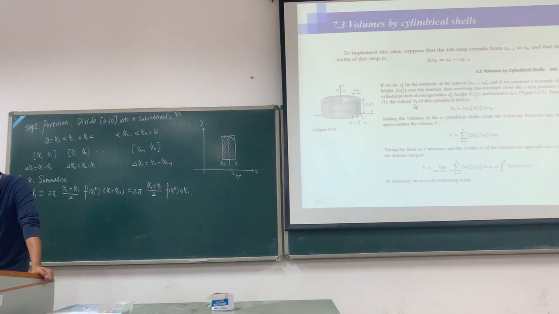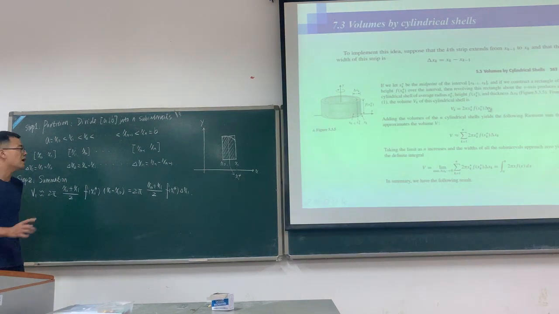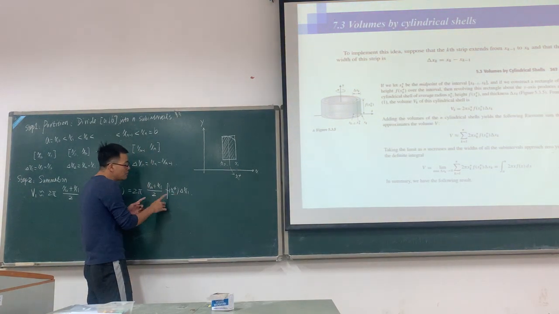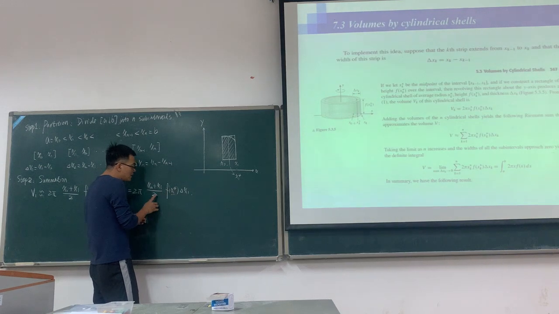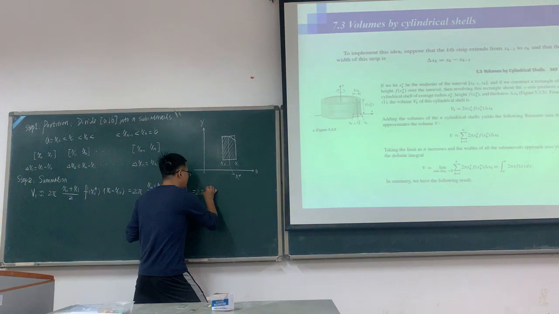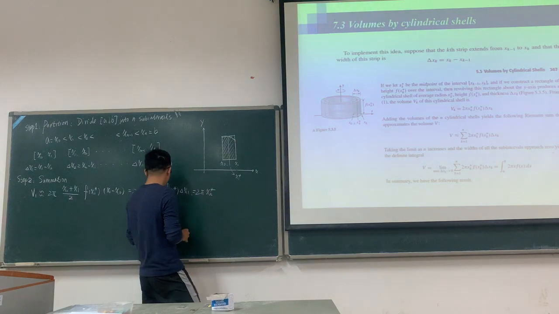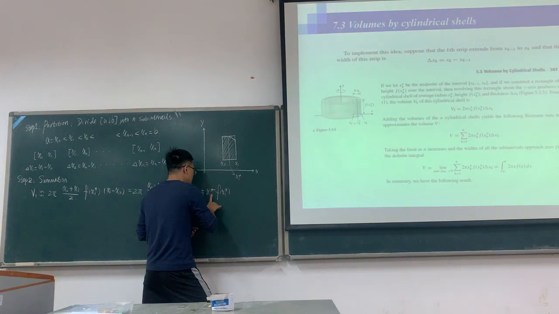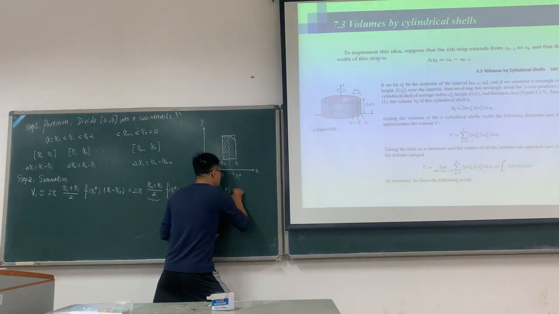So the volume Vk of the cylinder shell is 2 pi times xk* times f(xk*) times delta x. Here he takes x1* as the midpoint, so x1* equals 1/2 (x0 plus x1). We can evaluate this: 2 pi times x1* times f(x1*) times delta x1.